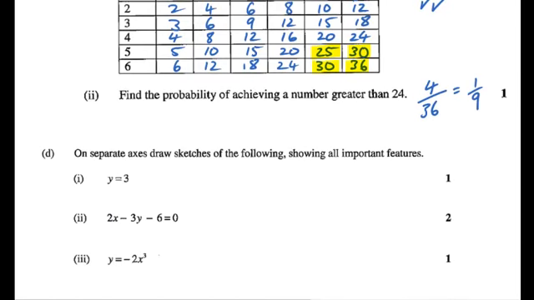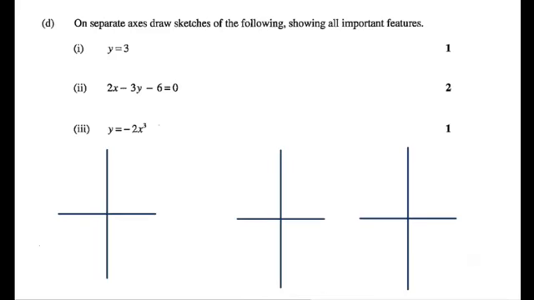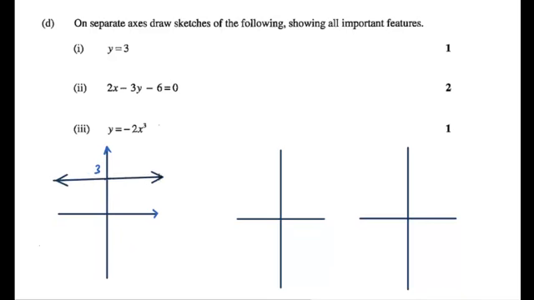Alright, question D was the graphing question. Draw sketches of the following showing all important features. So our first one is the graph of y equals 3. Think about where on your graph y equals 3. This is your y-axis, the vertical axis. 3 would be somewhere around here. So you mark 3 and you draw a line going through that. That is your line y equals 3.